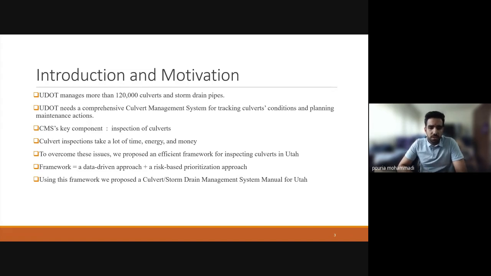To overcome these issues, we developed an efficient framework for UDOT to inspect culverts that utilized a data-driven approach plus a risk-based prioritization approach. Using this framework, we proposed a culvert storm drain management system manual for Utah.